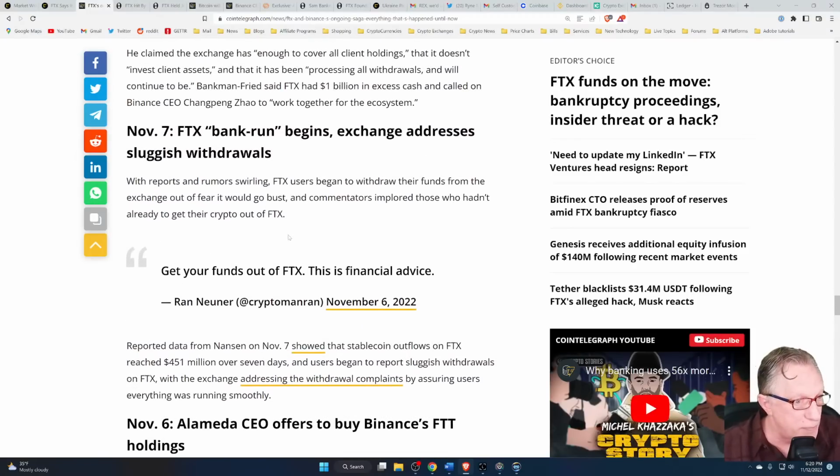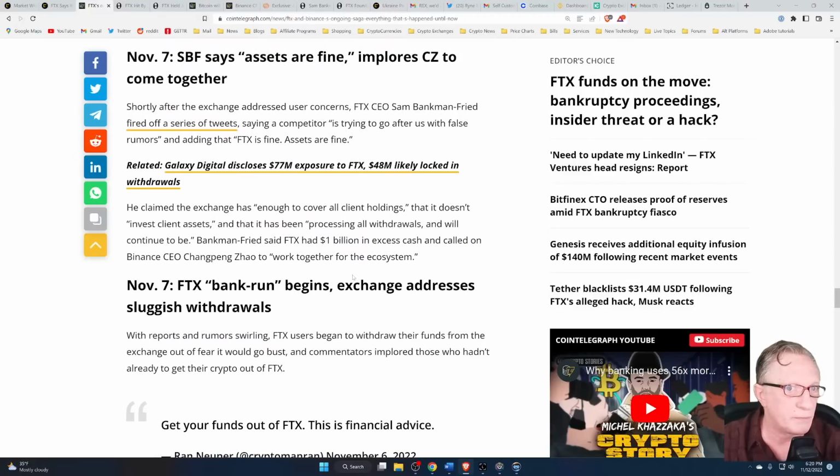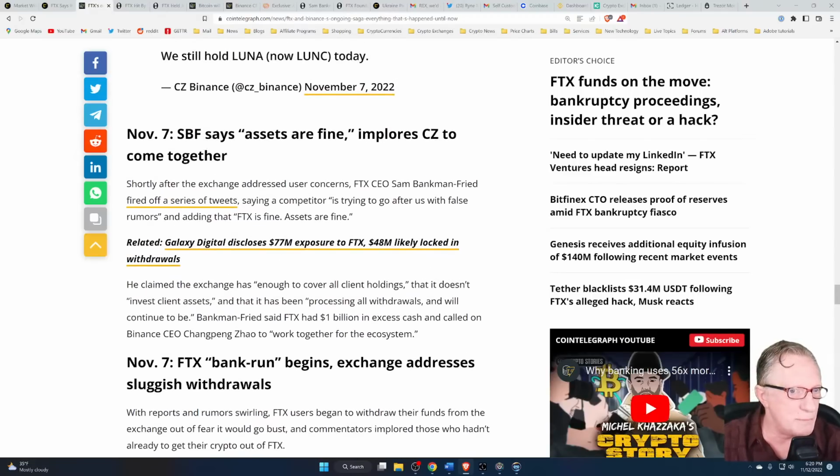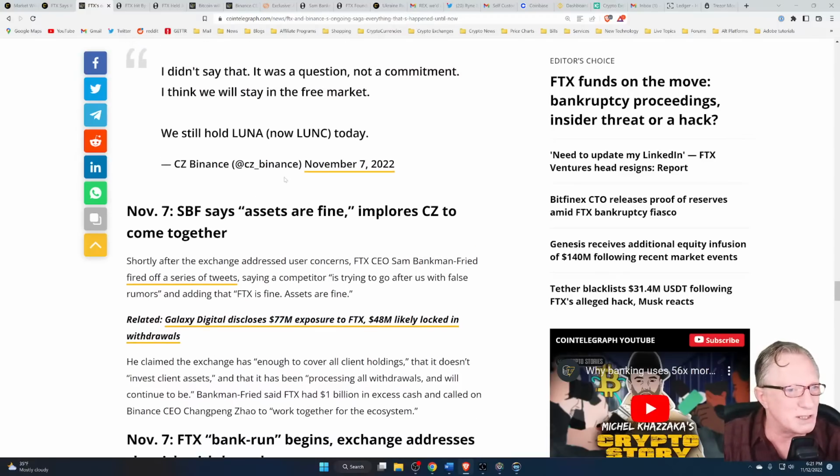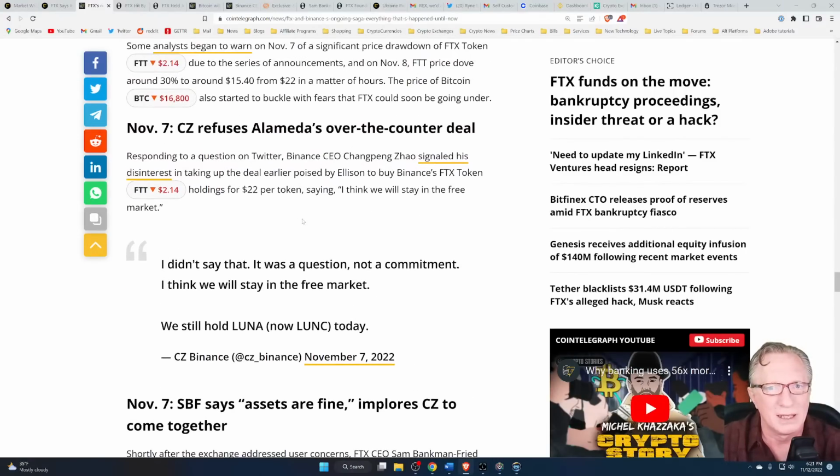Now the FTX bank run began, right? People started withdrawing or trying to withdraw funds from the FTX International Exchange. Not so much with FTX US. They should have been. But I think it mostly started with FTX International. Rumors were swirling. And then Sam Bankman-Fried said, don't worry, assets are fine. Let's get together and solve this problem. Just you and me, bud. Let's deal with this. Nobody needs to worry. Everything's fine, right?